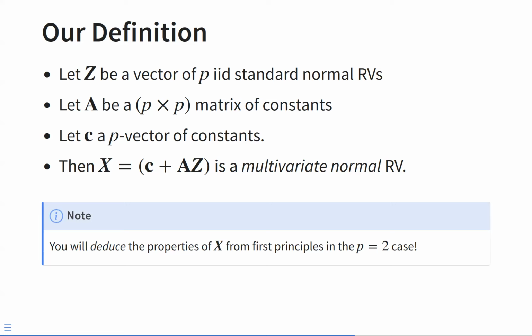Some people prefer to define it in terms of the characteristic function. Some people prefer to define it in terms of the density. I like this because what it allows you to do is work out all the different properties that this distribution has directly from your knowledge of the one-dimensional standard normal random variable. So you're going to be deducing all the properties of X from first principles, but to keep life simple, we will actually work today in this lecture with the P equals 2 case. Then we can make some nice pictures. It's simple to do calculations, but everything that you do is going to carry over into higher dimensions with the appropriate modifications.